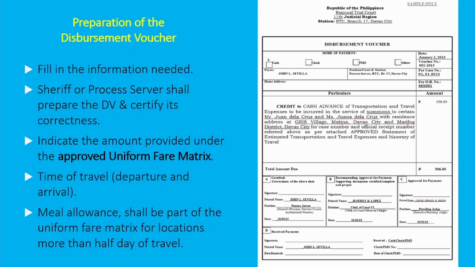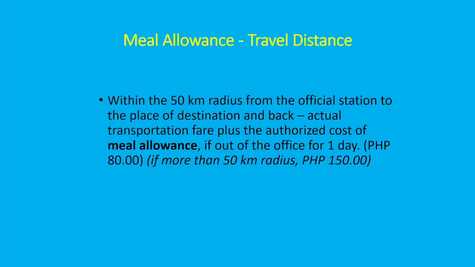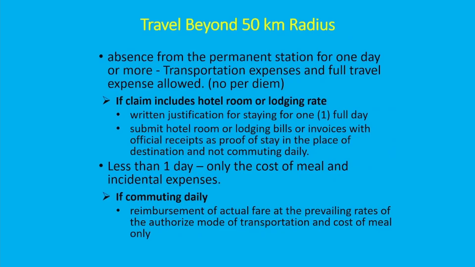So how much meal allowance? It depends on the distance. Within the 50-kilometer radius from the official station to the place of destination and back, actual transportation fare plus the authorized cost of meal allowance if out of the office for 1 day, so 80 pesos. But if the travel is more than the 50-kilometer radius, it's 150 pesos. For travel beyond the 50-kilometer radius, absence from the permanent station for 1 day or more, transportation expenses and full travel expenses are allowed. So no per diem. The per diem is not allowed for STF.